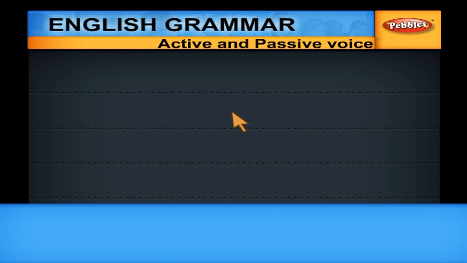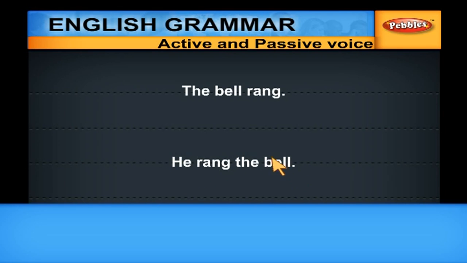A verb may be transitive, but in a particular sentence, it may not take an object. To understand this, two example sentences are given. 1. The bell rang. 2. He rang the bell. In the sentence, the bell rang, there is no object. In the second sentence, he rang the bell, rang is a transitive verb. In the sentence, the bell rang, rang is intransitive.